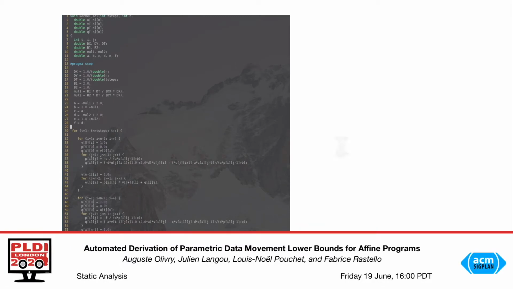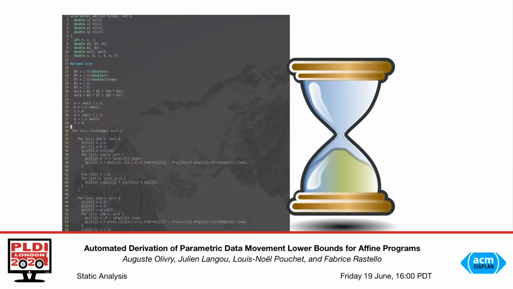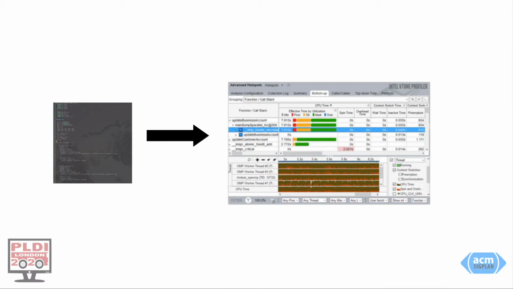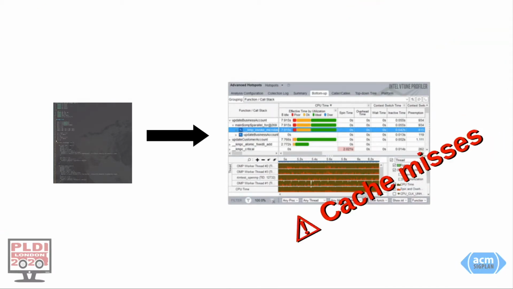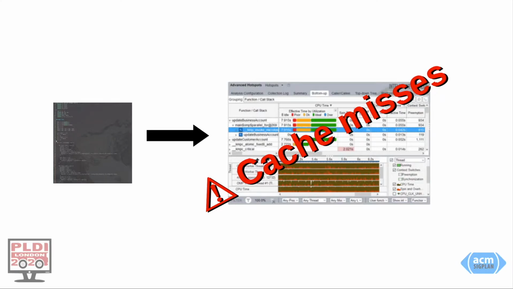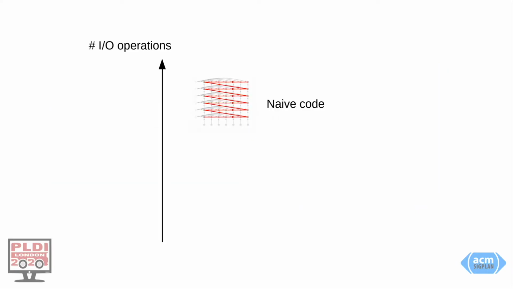Let's say you wrote a program, but it runs too slow. So you run performance measurements and you find that your program is doing a lot of cache misses. You know that in some cases, changing the schedule of operations using techniques such as loop tiling can greatly improve the I/O cost, that is, the number of transfers between memory levels.